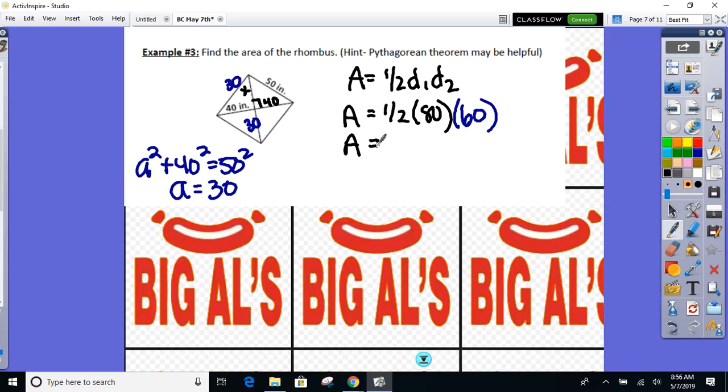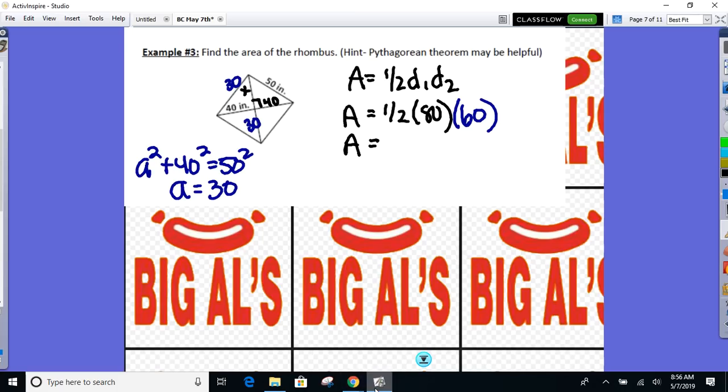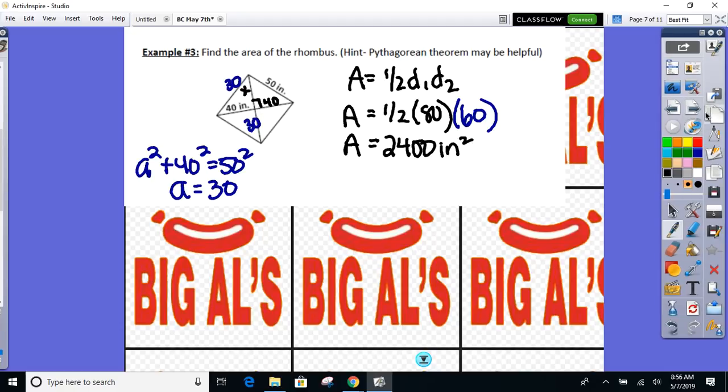And then finding the area of this rhombus will turn out to be... What do you have for me? When you're ready, Emma, take your time. It's all right. 2,400. Square inches. Good. Everybody good? Questions? Good timing on that one there, number 4.